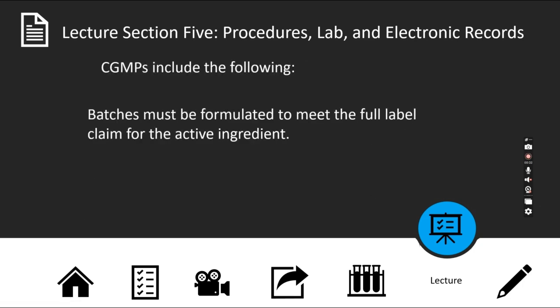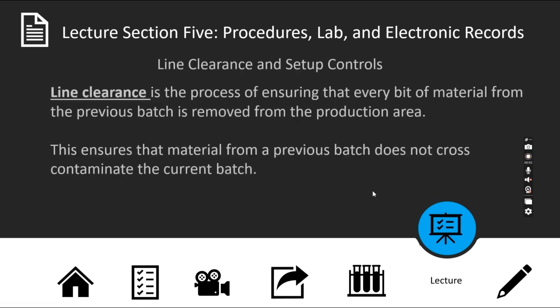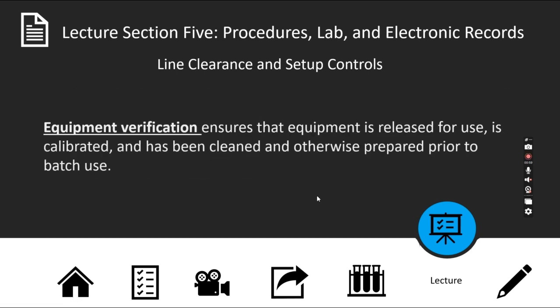Some major GMPs include the idea that batches must be formulated to meet the full label claim for the active ingredient. The label on the container into which the material is dispensed has to have the material part number, the batch number, the weight, and the product lot it was weighed out for. Line clearance just means that you're cleaning everything in between batches to prevent cross-contamination. Equipment verification ensures that equipment is released for use. That means it's been calibrated, it's been cleaned, it's good to go.